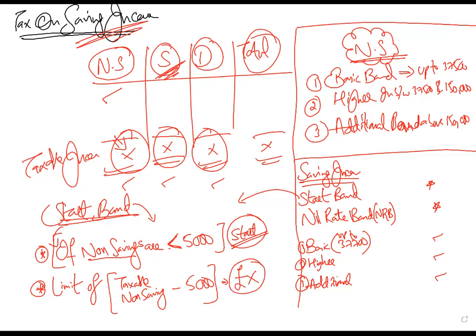That means the start band will arise only if non-savings are less than 5,000, and its limit will be calculated as per the formula: taxable non-savings minus £5,000. We will do practical numeric questions after a while, then you will know it in more detail. If you want to copy it, please go ahead. Are you copying it, or shall I move forward? Copying it. Okay.